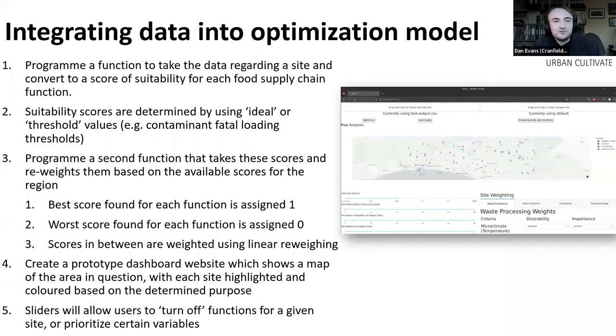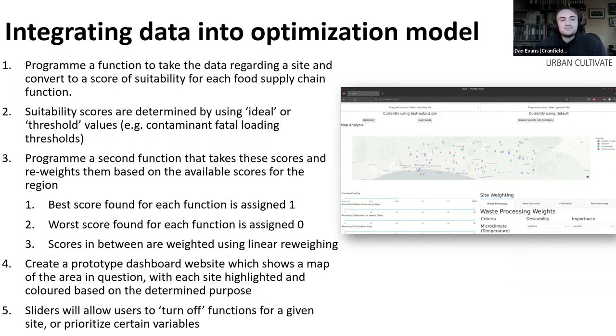Just to briefly take you through this, and for those who have attended today with an interest in how STFC has come into this project, the first thing we've been doing is programming a function that takes the data from the environment and the spatial data and converts these data to a score of suitability for each of the food supply chain functions. So at this point, we're accepting that each site could do any of the food supply chain functions, from waste collection, soil formation, cultivating, food exchange, and so on. And they're all given a score of suitability for each of these functions.